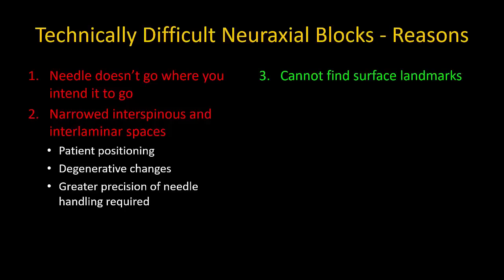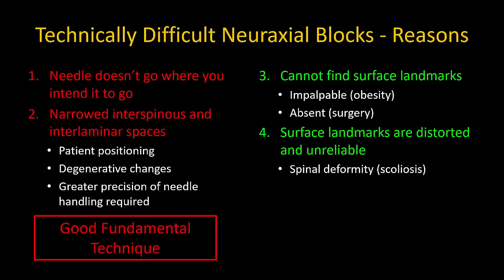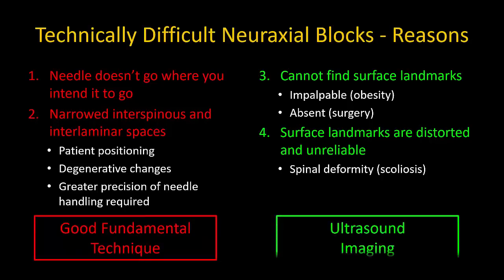Third, the usual surface landmarks, particularly the spinous processes, cannot be identified. They may be obscured by subcutaneous tissue or removed, as in the case of previous spinal surgery. Finally, landmarks may be present, but are distorted by congenital or degenerative deformity, chiefly scoliosis. The first and second causes are dealt with by good fundamental technique, which is the subject of this video. The third and fourth causes can be effectively addressed with the aid of pre-procedural ultrasound imaging, which will be discussed in other videos.